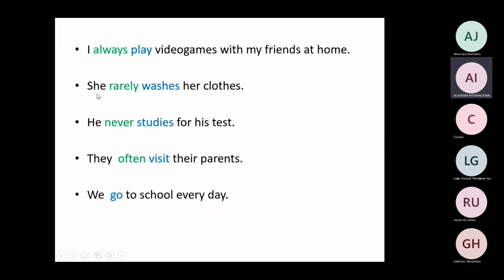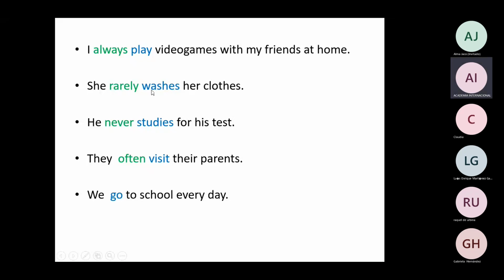So this sentence doesn't convey something that is happening right now. So I think that that sentence conveys something that happens habitually. La oración no transmite un significado de que eso está pasando ahorita, sino algo que pasa habitualmente. Ella rara vez lava su ropa. She rarely washes her clothes.